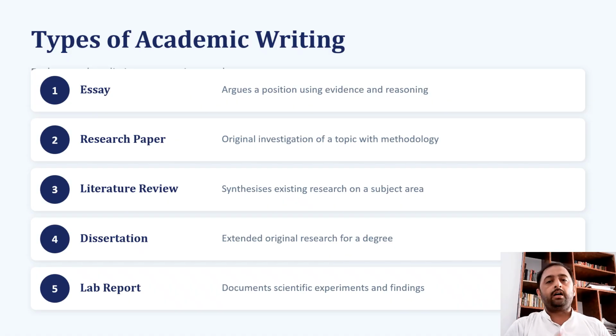Essays are the argument papers. It's not always argumentative papers, but it argues a position using evidence and reasoning in academic writing. And in a research paper, it is an original investigation of a topic with methodology. And in a literature review, it's always a synthesis.